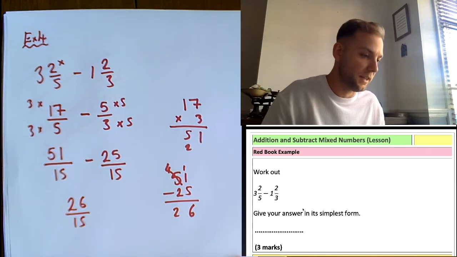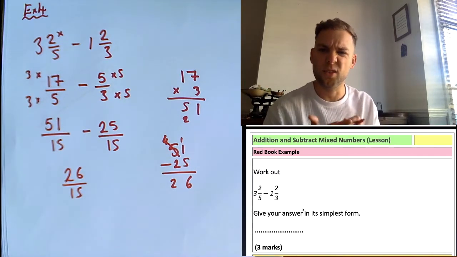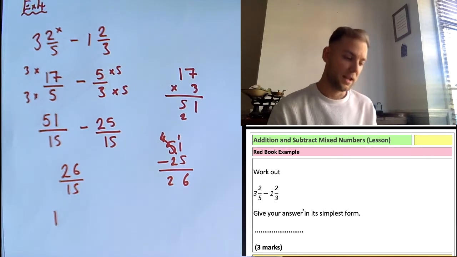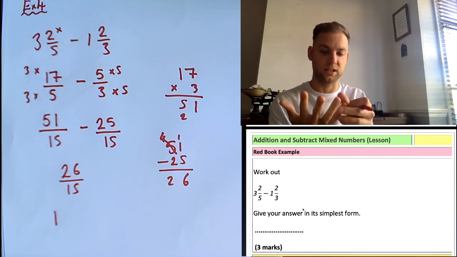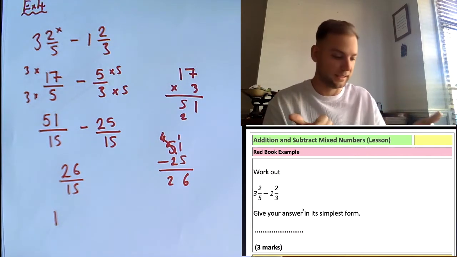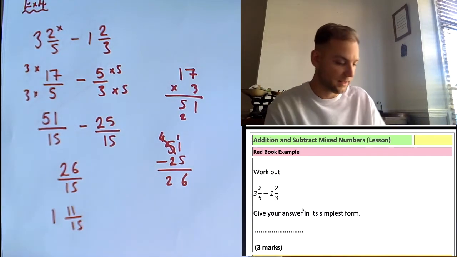But we're going to write it as a mixed number. So how many times does 15 go into 26? Well, 15, 30, so it only goes in once. So it's going to go in one time. And how many is left over? Well, 15, 16, 17, 18, 19, 20, 21, 22, 23, 24, 25, 26. So it's going to be 11 over 15. And that's that answer done.